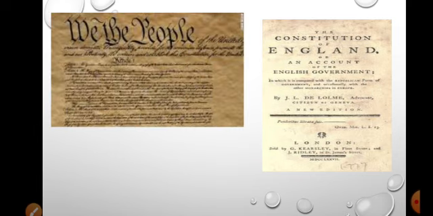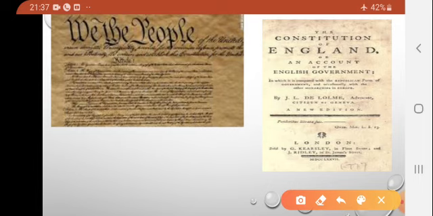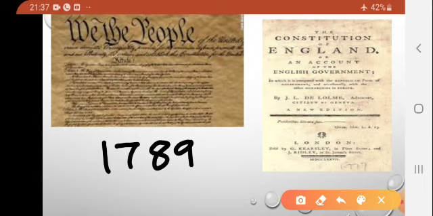First see the American Constitution. It came into force in 1789. This is the USA, and it is a written constitution and has only 7 articles. Even this constitution is 225 years old. The American government followed the same constitution. They did not change it.